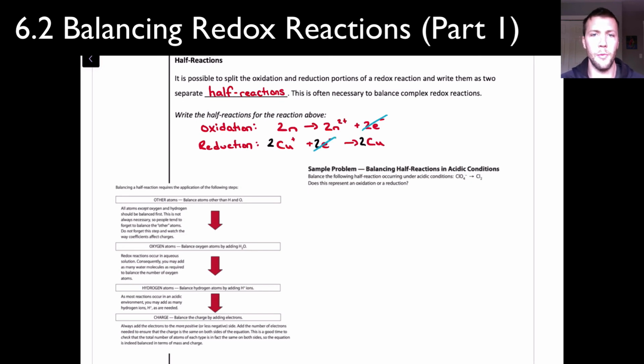And that way we can now combine these 2 half reactions, oxidation and reduction, into an overall reaction where we have zinc in its metallic or elemental form reacting with 2 copper 1+ ions to give zinc 2+ ion and 2 copper in its elemental form.